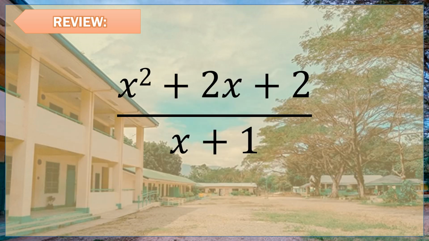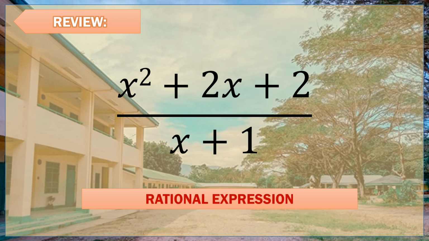I'm going to show you this expression and tell me if it is a rational expression or not. We have x squared plus 2x plus 2 all over x plus 1. Is it a rational expression or not? I'll give you time. Correct. That is a rational expression. Why does it become a rational expression?